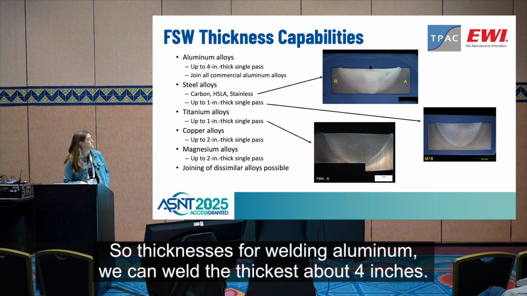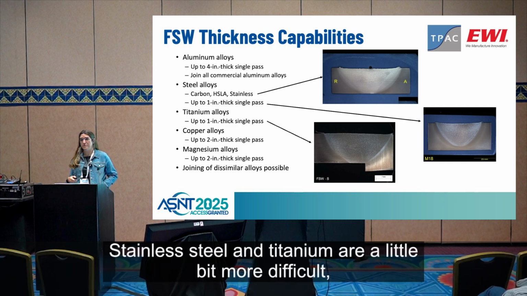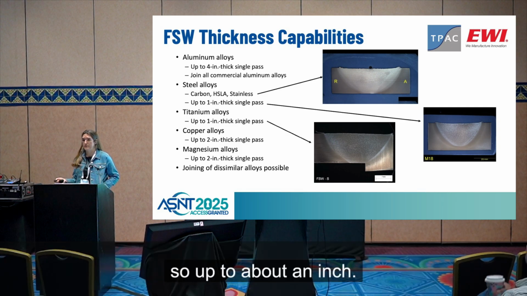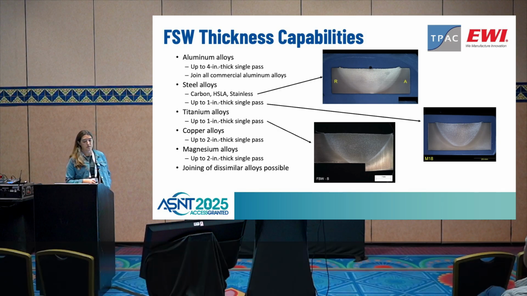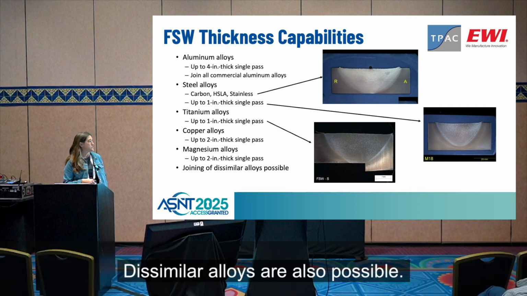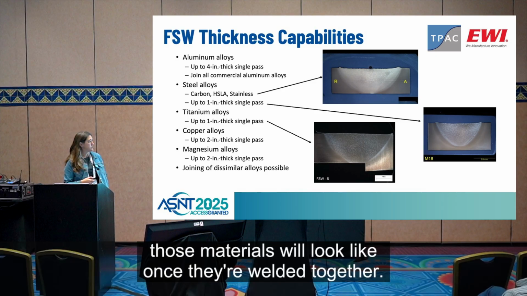As for the thicknesses for welding, aluminum we can weld the thickest, at about 4 inches. Stainless steel and titanium are a little bit more difficult, so up to about 1 inch. And then copper and magnesium, somewhere in the middle. Dissimilar alloys are also possible, and here are just some cross sections of what those materials look like once they're welded together.